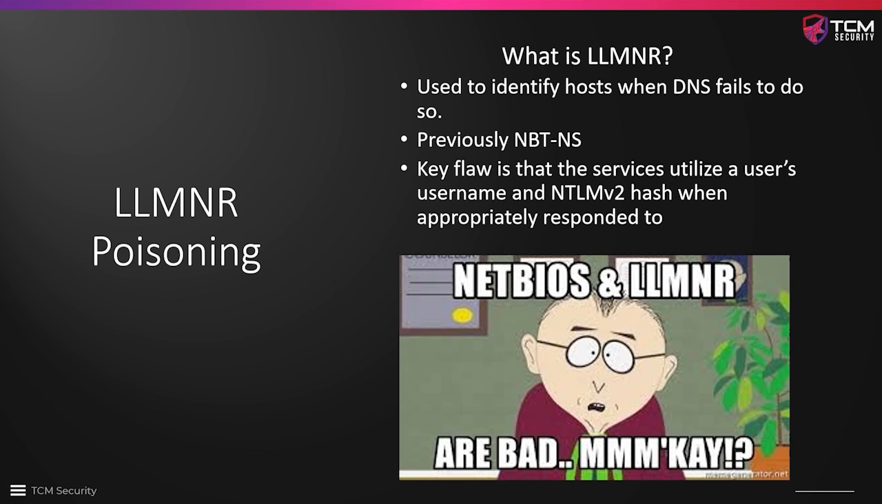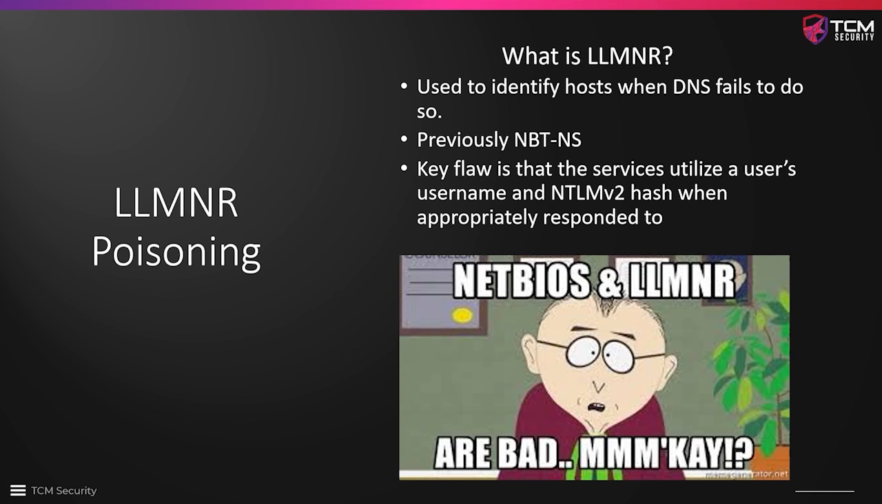Now, what is this protocol? Well, it is used to identify hosts when DNS fails to do so in a network. This used to also be known as NBT-NS, though it has been upgraded to LLMNR. In some older networks, you will still see NBT-NS, and we can actually detect those both with a single tool.